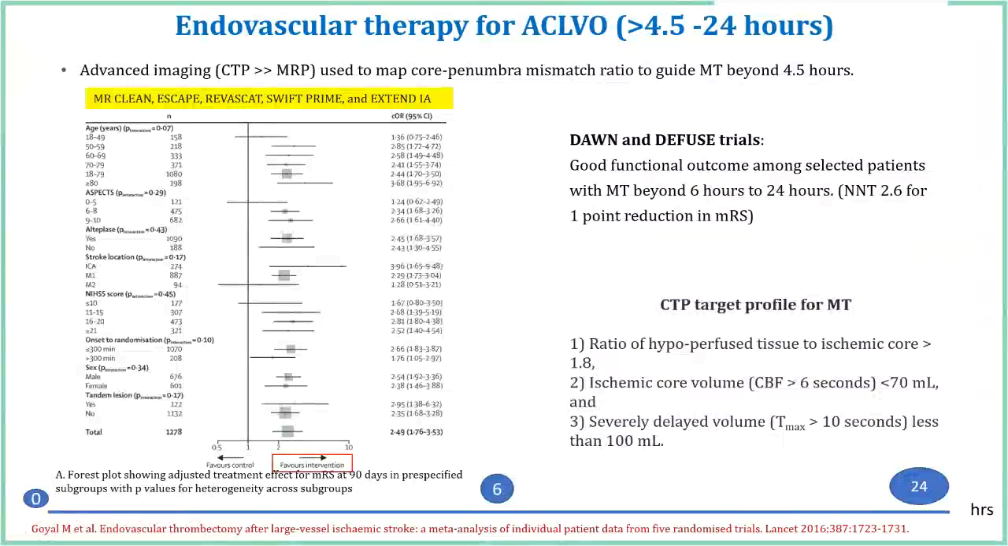That was until 2018, where the 2 groundbreaking trials, DAWN and DEFUSE 3 trials, were published. It extended the window up to 24 hours to the selected patients. The imaging parameter that was used was the CTP and the mismatch ratio. The number needed to treat was 2.6 for reduction of 1 point on mRS at 90 days. After all these studies, they formulated the CTP target profile for mechanical thrombectomy, the ratio of hypoperfused tissue to the ischemic core to be greater than 1.8 and others. And now the window has extended up to 24 hours for large vessel occlusions.